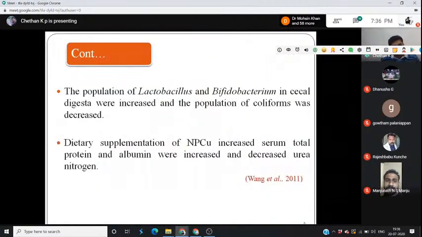And he also found that the population of lactobacillus and bifidobacterium in the cecal digesta increased, and the population of coliform, which are bad bacteria, decreased. And the dietary supplementation of nanoparticle copper increased the serum total protein and albumin, whereas it decreased urea nitrogen, which is a beneficial effect.